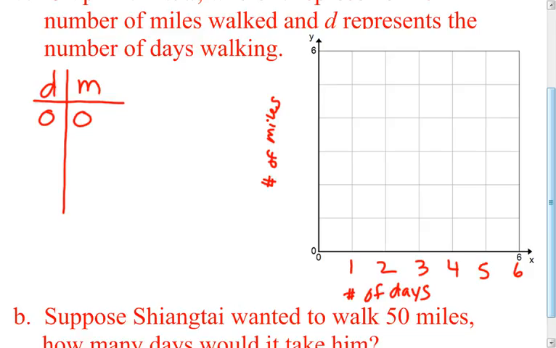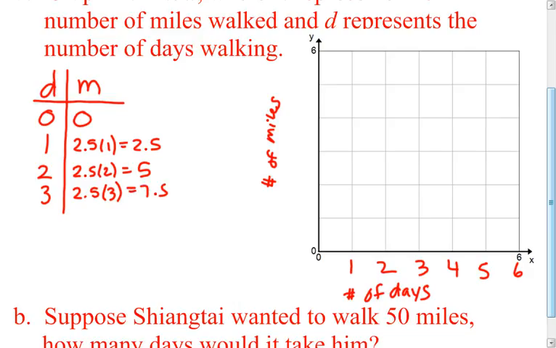If he walked the dog for 1 day, he went 2.5 times 1, which is 2.5. 2.5 miles every single day. If he walked the dog for 2 days, he went 2.5 times 2, which is 5 miles. If he walked the dog for 3 days, 2.5 times 3 would be 7.5 miles. Okay, I think you're seeing a pattern here. Let's go up to 6 days since that's what our graph does.